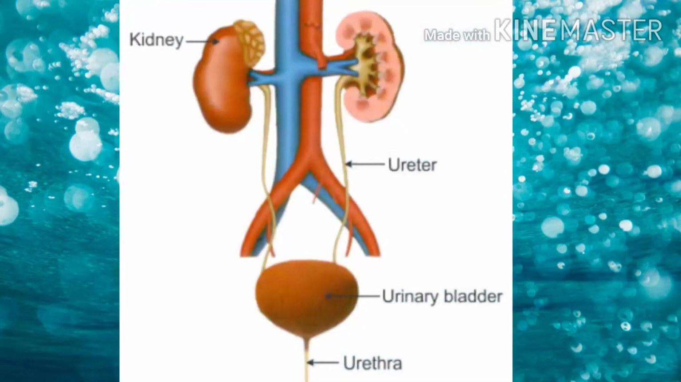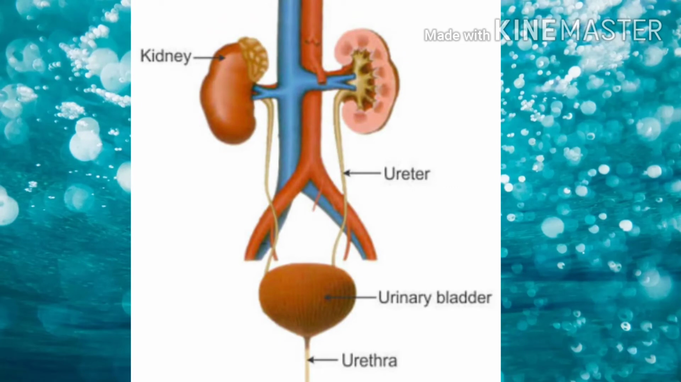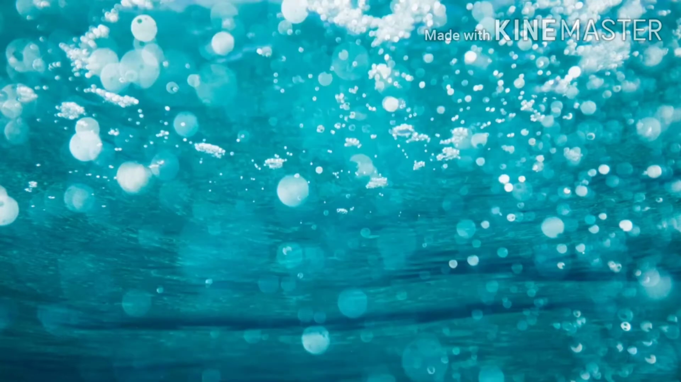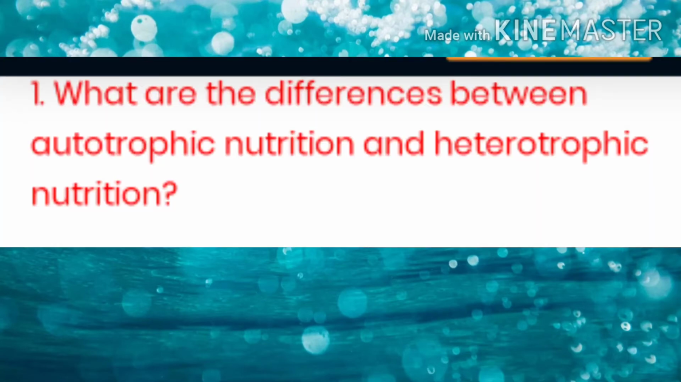And excretion. By the activities that take place inside our body, lots of nitrogenous waste is formed. This should be removed from our body. So excretion is very essential. So the life processes such as nutrition, respiration, transportation, excretion, etc. are essential for maintaining life. Let us discuss another question. What are the differences between autotrophic nutrition and heterotrophic nutrition? Let us find out the answer.